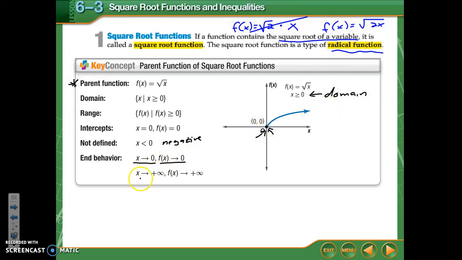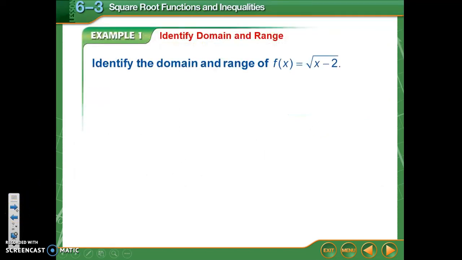But then on the other end, it looks like the end behavior we've talked about before. As x goes to positive infinity, so as x gets really positive, y gets really positive. Not as fast as a polynomial function does, but it will continue to grow forever and ever in the positive direction.